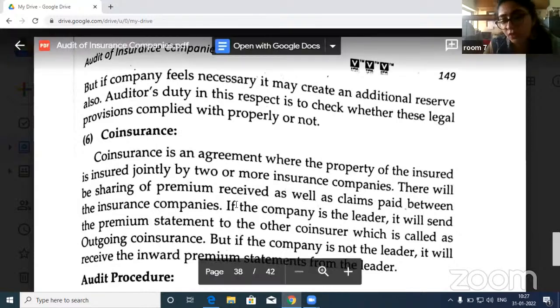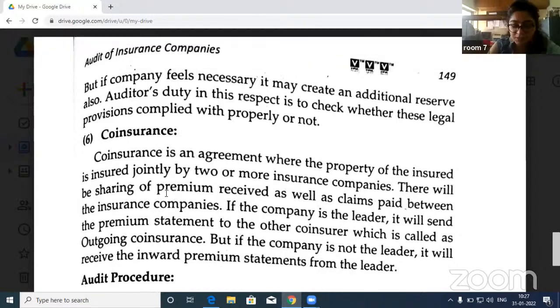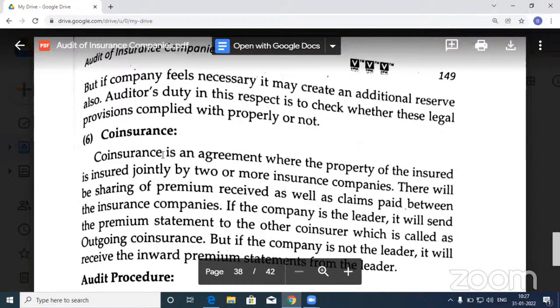And being an auditor, you need to check all the premium statements, discounts that you are giving, and in co-insurance, which other company has been taking participation in the process of jointly insuring a particular property.